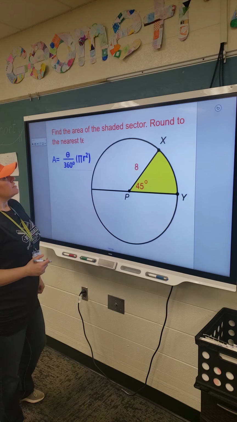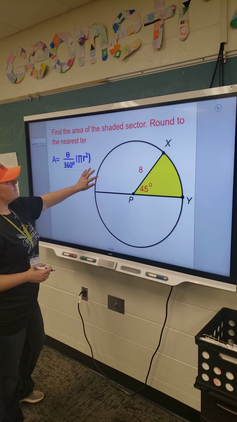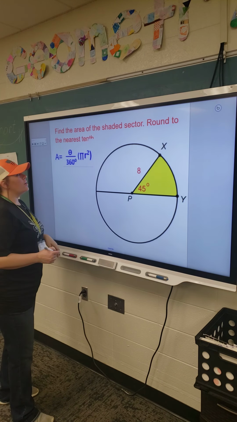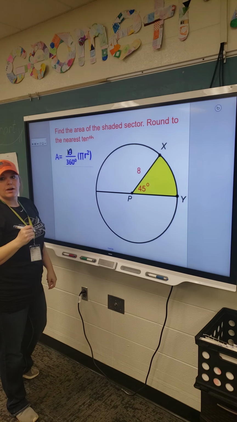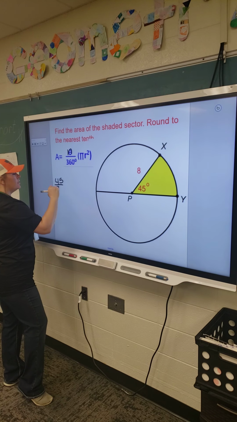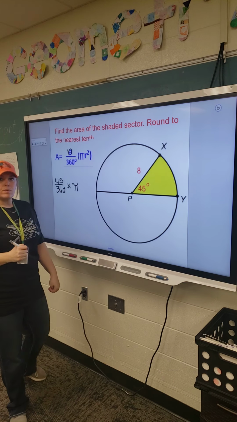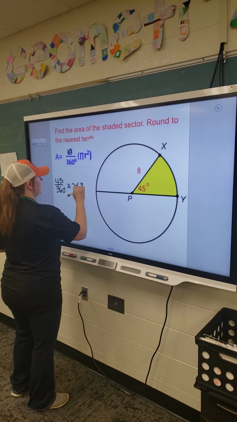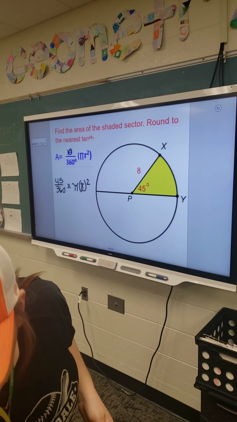Okay, it wants to know the area of the shaded sector, and it says round to the nearest tenth. So our formula, n over 360 times pi r squared, we have 45 over 360 times pi r squared. What's my radius? Look at the picture. It's 8, okay? Pi times 8 squared. Calculator.